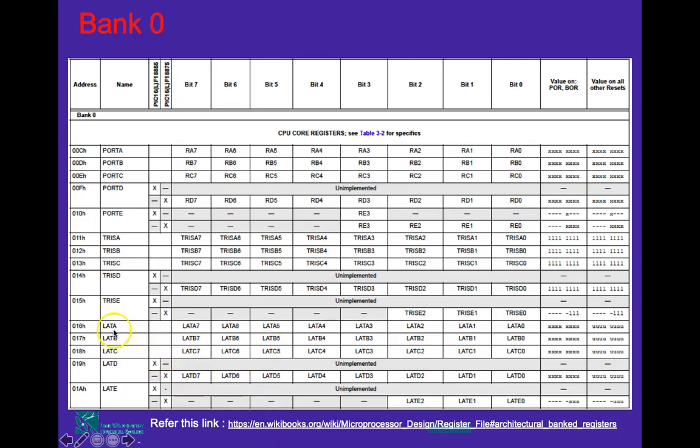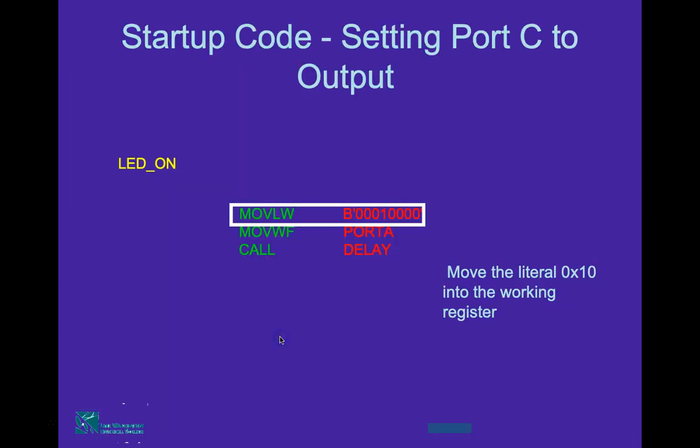Now later, if you go down, you have this LAT A, LAT B, LAT C. So these are the latch registers. Whatever you write into these ports will automatically go to these, and it will latch into these registers. Now again, moving on to the LED on program.